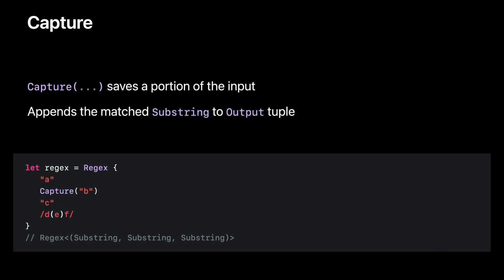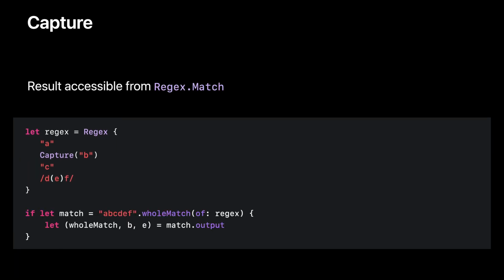Capturing appends the matched substring to the output tuple type. An output tuple type starts with the whole substring that matched the entire regex, followed by the first capture, the second capture, and so on. The matching algorithm returns a regex match, from which you can obtain the output tuple. The whole match, the first capture, and the second capture.